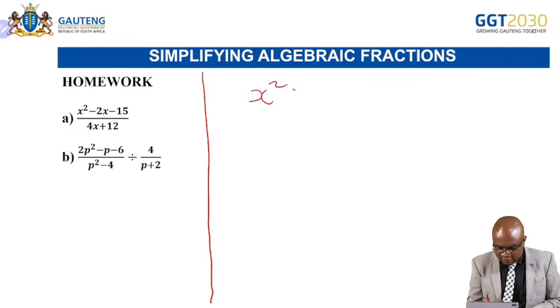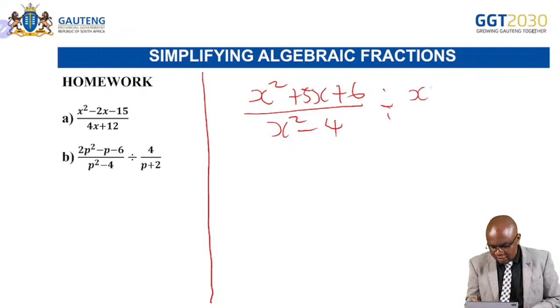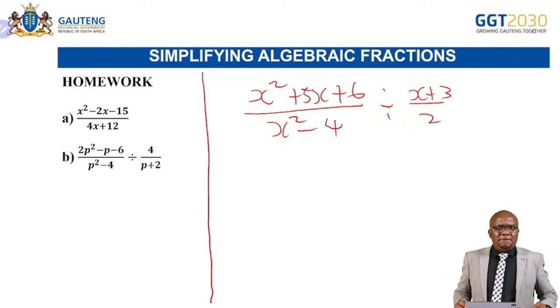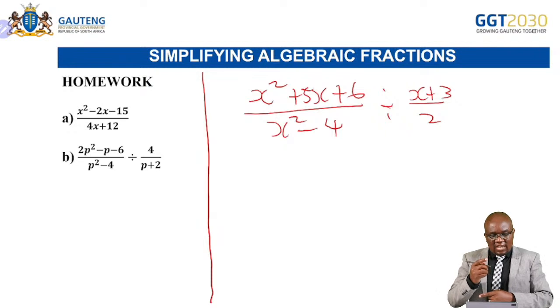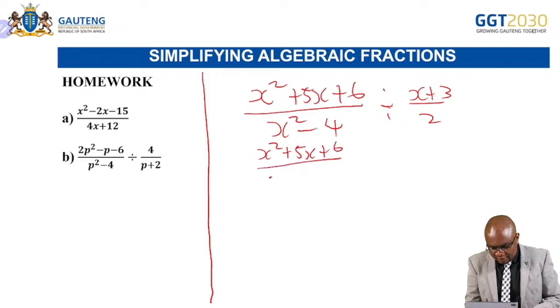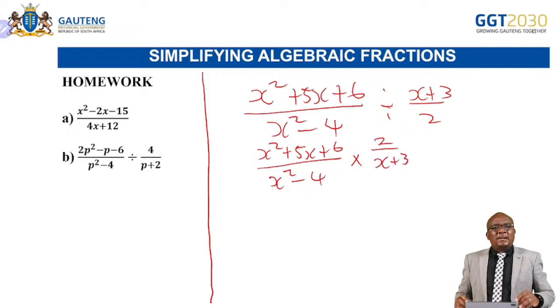x squared plus 5x plus 6 over x squared minus 4, then divided by x plus 3 over 2. The question is about how do I simplify algebraic expressions by division. What did you say? You tip and times, isn't it? That's the first thing you do. So it becomes x squared plus 5x plus 6 over x squared minus 4 times 2 over x plus 3. You see that?